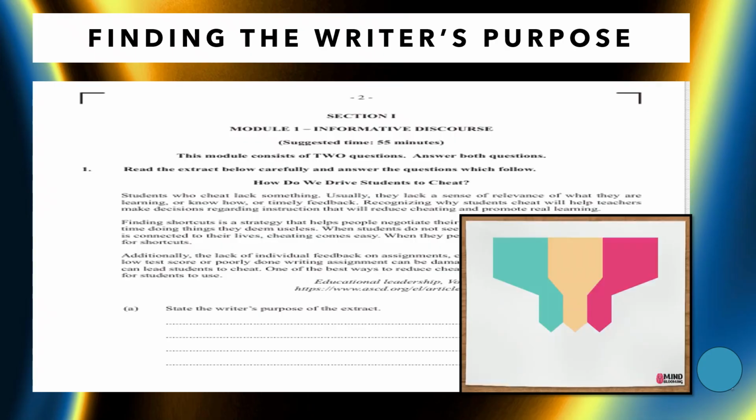So remember, P-I-E spells pie, which will always help you remember the author's purpose of any text. P for persuade, I to inform, and E to entertain.